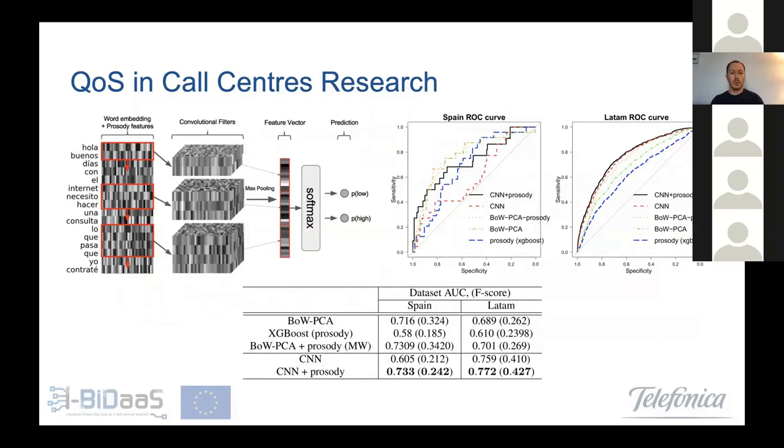I'm not going to bore you with the details, but we've been trying various deep learning and machine learning models, testing the importance of different kinds of features, either linguistic or acoustic features, and so on. We also tried different architectures, like convolutional neural nets. And we came to the conclusion that a combination of the different categories of features usually works better for us.